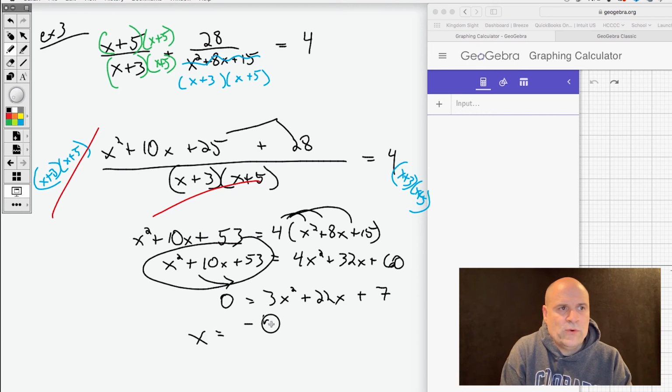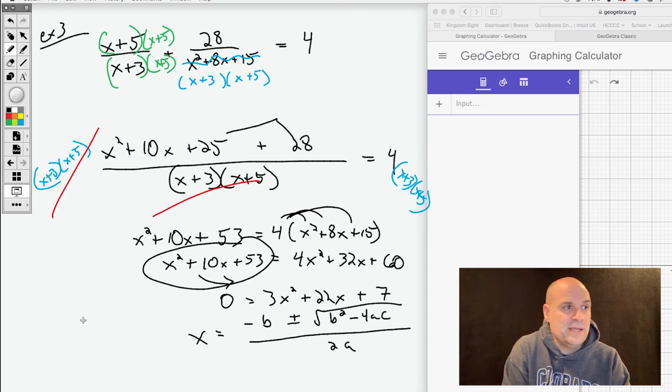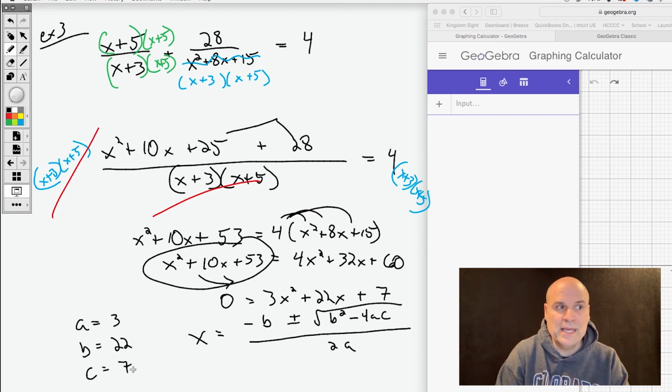Remember, our quadratic formula is negative b plus or minus the square root of b squared minus 4ac all over 2a. Well, what's our a, b, and c? Remember, a is your coefficient for your x squared term, b is your coefficient for your x term, and c is your constant. So let's plug it in.